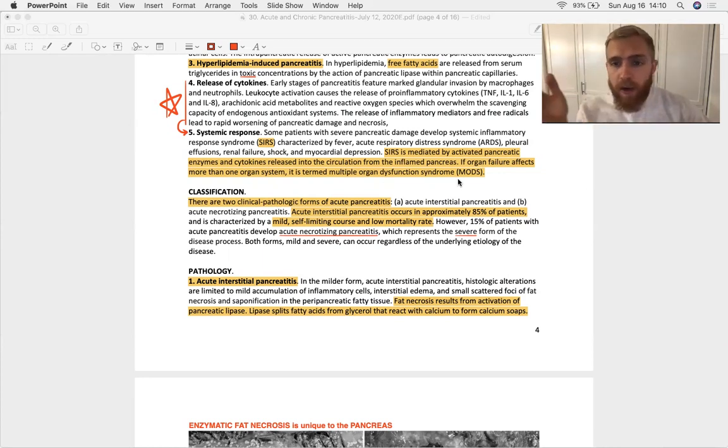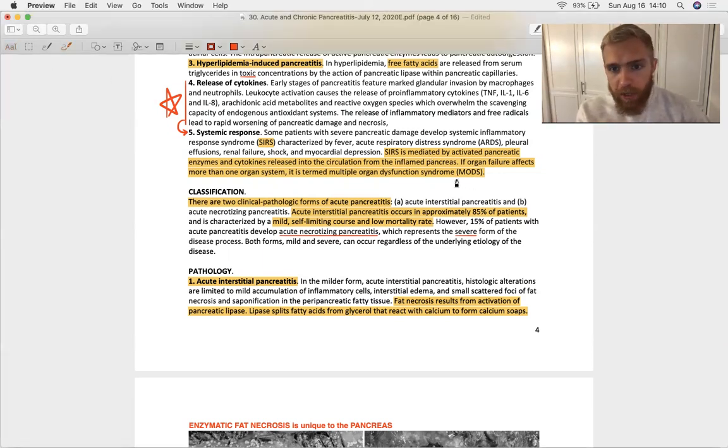So if this is going on in multiple organ systems, we're going to call it MODS. So you don't need to know everything about this right now, but as you get into the hospital, especially if you rotate emergency department or ICU or anything, those two terms are going to become pretty relevant and you'll use them frequently.